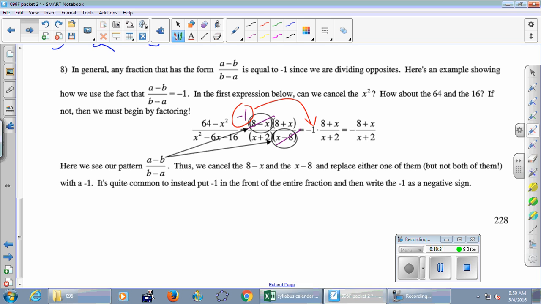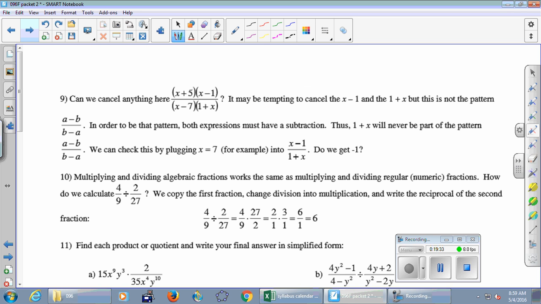Okay, on the next page, let's take a look at this guy. What's nice about trying to simplify this one? It's already factored, right? That would always be the first step. Hey, this is a gift. So the question is, can we cancel something here? So first thing we're looking for is, do you see carbon copies? Things that are exactly the same on top and the bottom? The answer is no.